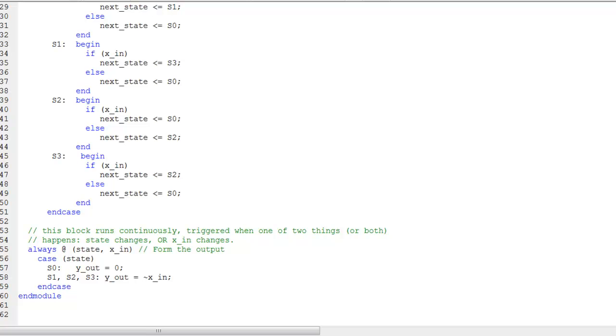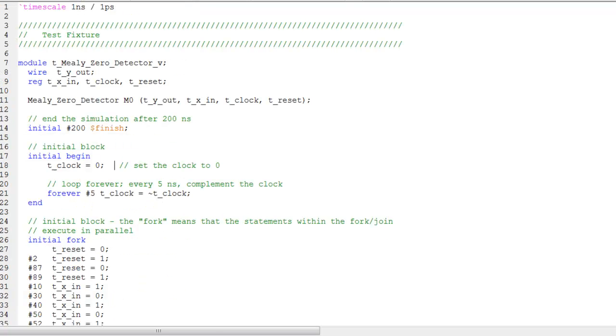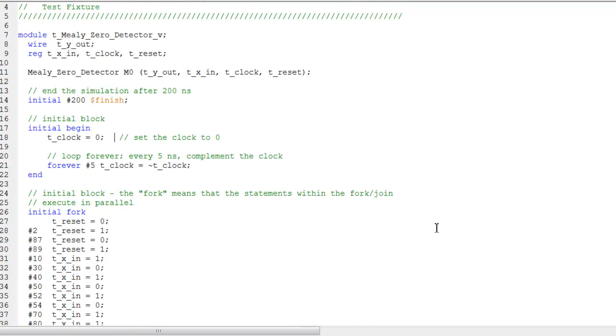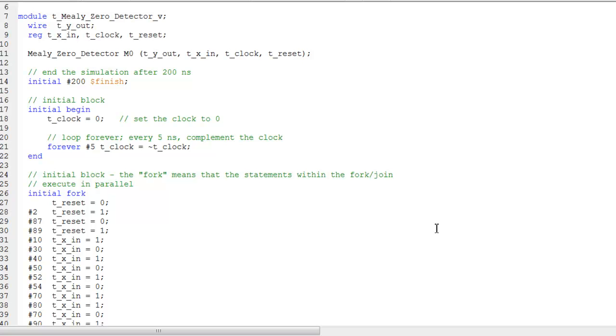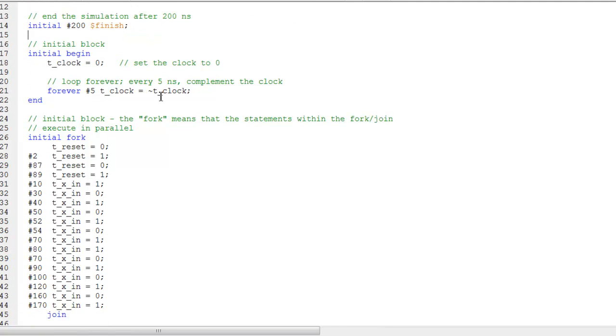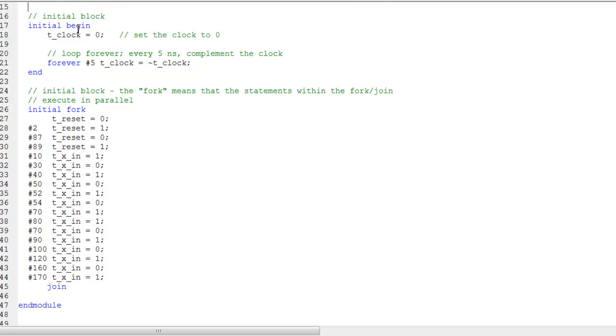Now the test bench is a little bit different. The test bench, which will test this out for us, instantiates one of our Mealy zero detectors, the module we just looked at. It ends the simulation after 200 nanoseconds, and it has two initial blocks. The first sets the clock to 0 and then goes into an infinite loop where it complements the clock every 5 nanoseconds. The second initial block is a bit different.